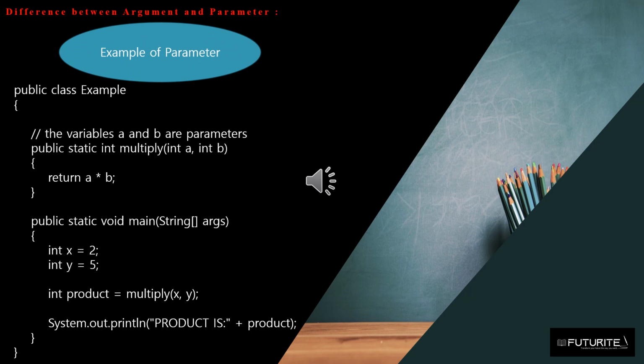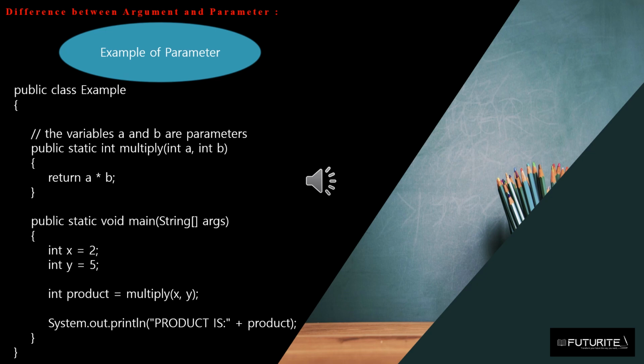Now, learners, let us understand the example of parameter. Here we have a class Example. We have two methods. Okay, one is main, one is multiply. So public static int multiply, first bracket open, int a comma int b, first bracket close. This entire thing is known as the signature of the method. Okay, so wherever there is a signature of the method, it means you are defining the method, and this int a and int b where you are defining the method are the parameters of the method.